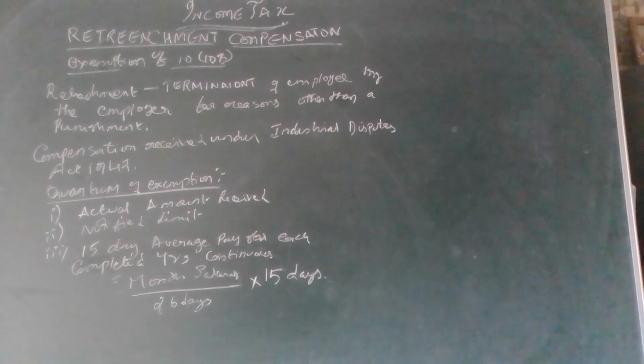For example, a person worked 20 years in the company, then worked 2 more years, again relieved, and 5 years, again relieved. Like that, such broken periods should not be added together. So it is 15 days average pay for each completed year of service or part thereof in excess of 6 months. So the excess of 6 months should also be considered. Then the least of these three values is claimed as exemption.